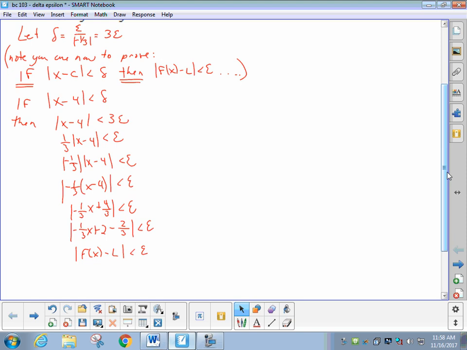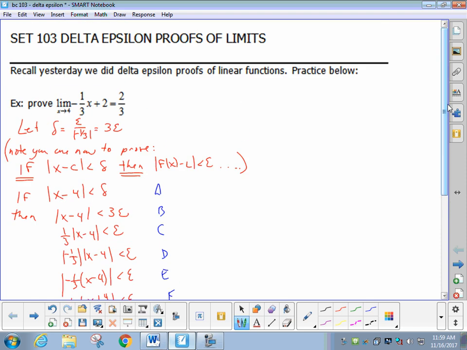I'm confused about why the negative 1/3 stays negative. Which one? The negative 1/3, from C to D, or from D to E? Yeah, from D to E. Why is it still negative? I need it to be negative in order to make the slope negative.